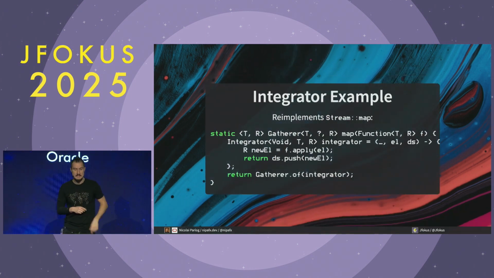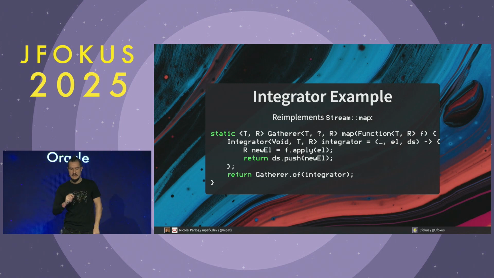Super boring, though. So let's do something slightly more interesting. Now we're going to re-implement map. If you do want to use the gatherers API to create your own gatherers, which is a lot of fun, I can highly recommend to just go through the list of intermediate operations and re-implement them as an exercise. Re-implement map, re-implement filter. It's a fun way to get used to the new API, and it's really easy to validate that this actually works.